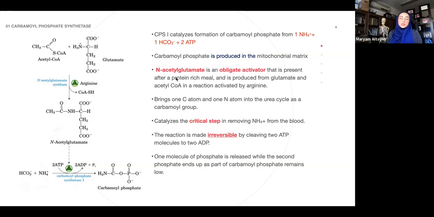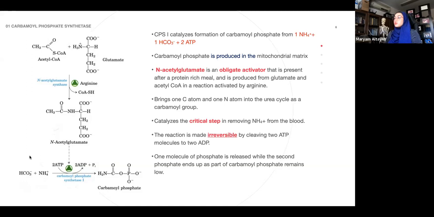And subhanAllah, the body knows that, let's say, you're not just going to break down protein if it's not being consumed. So the more protein you consume, the faster this process is going to go because you're going to have more N-acetylglutamate. Okay, so this is the critical step in removing the ammonia from the blood, and it's irreversible.